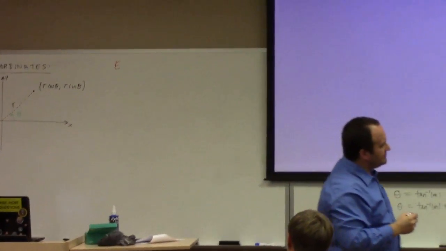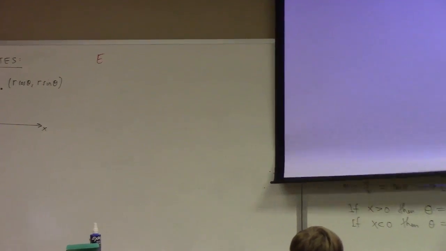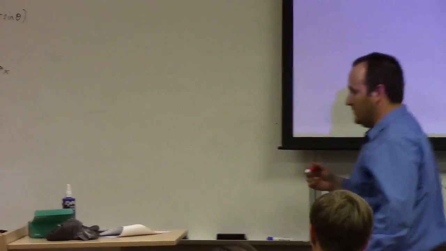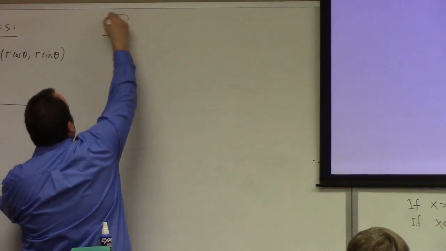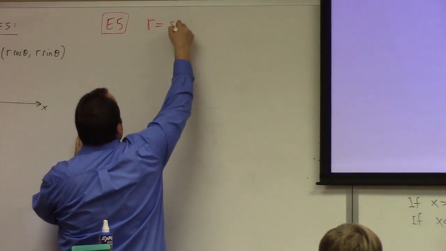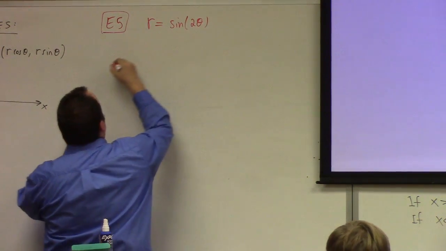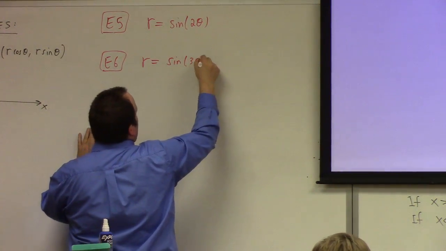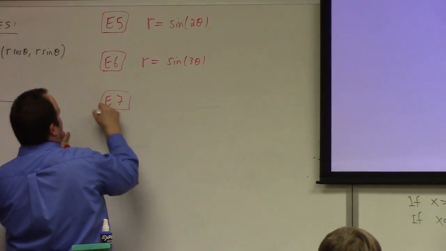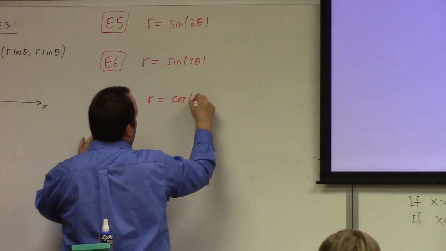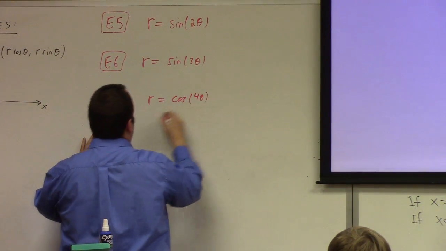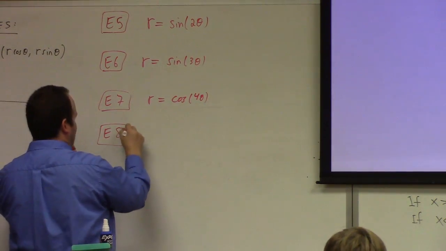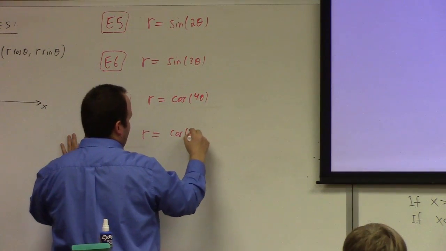These are actually really, really fun. Things like, what example am I on? What's that? 5? Say r is equal to the sine of 2 theta. Example 6. r is equal to the sine of 3 theta. Example 7. r is equal to the cosine of 4 theta. Example 8. r is equal to the cosine of 3 theta.